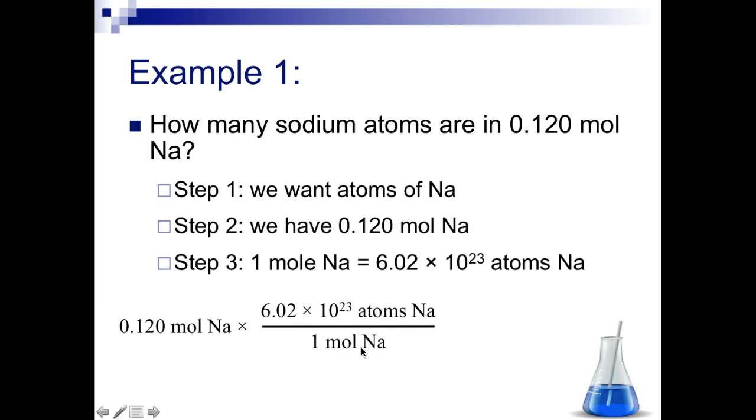Now we want to set it up this way because we want moles to cancel. Since we have moles on the top here and moles in the bottom here, they do cancel. Then you're going to take out your calculator and you're going to plug in 0.120 times 6.02. Remember, we're going to have to use that second EE button. So that EE to the 23rd, and we are going to get 7.22 times 10 to the 22nd atoms of sodium. So that's the first problem. And since we have 3 significant figures here, our answer has 3 significant figures, we're good to go.